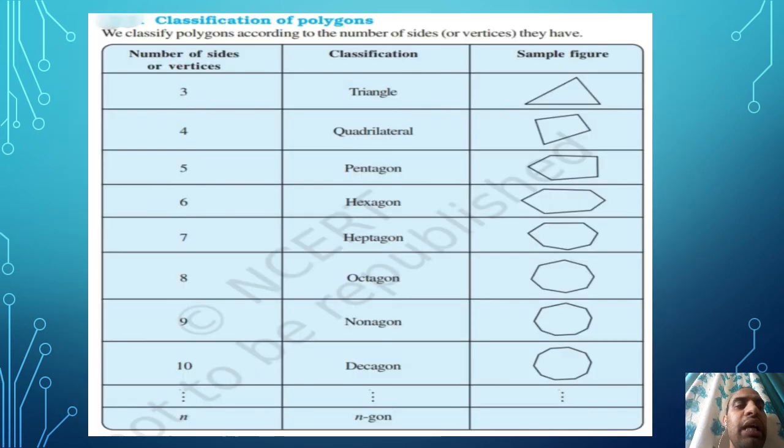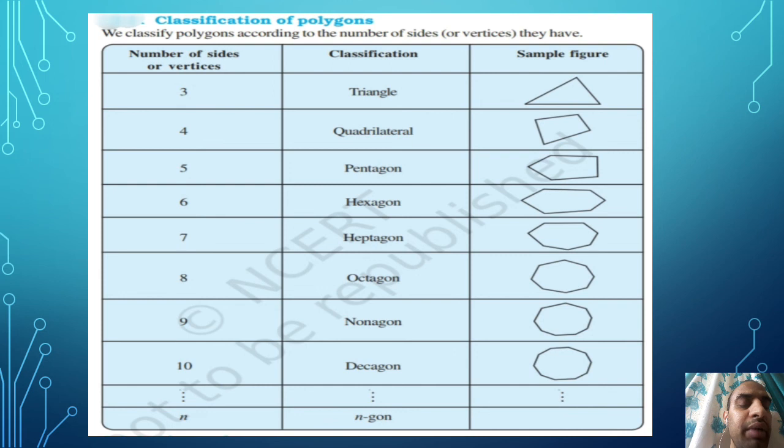So let's see what the types are on the basis of sides. We can classify polygons on the basis of their sides. If there are 3 sides, we call it a triangle. 4 sides, quadrilateral; 5 sides, pentagon; 6 sides, hexagon. If there are 7 sides, we call it a heptagon; 8 sides, octagon; 9 sides, nonagon. If 10 sides are there, decagon. And if there are n sides, where you are not able to count the number of sides, then it is an n-gon.